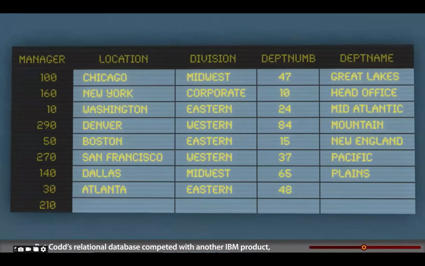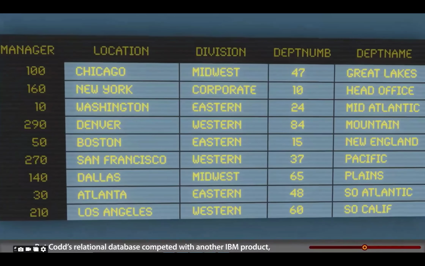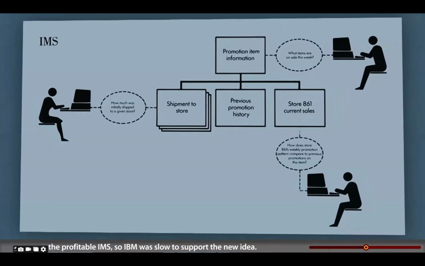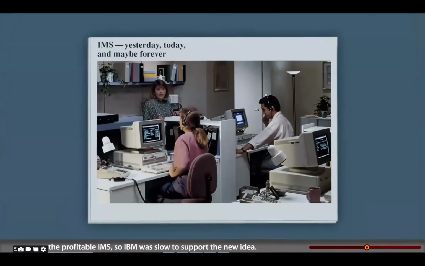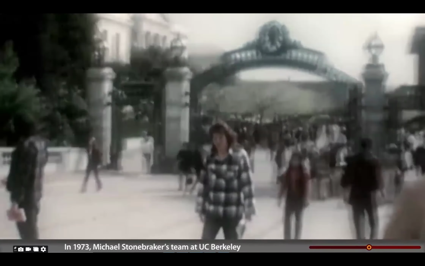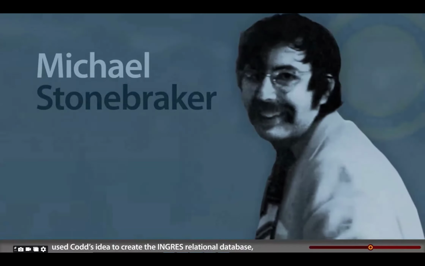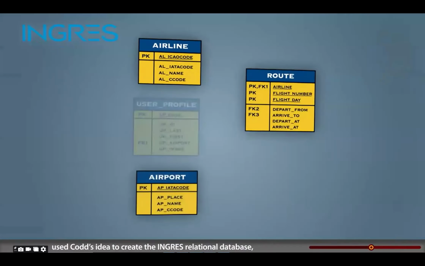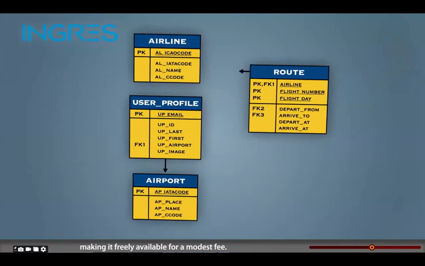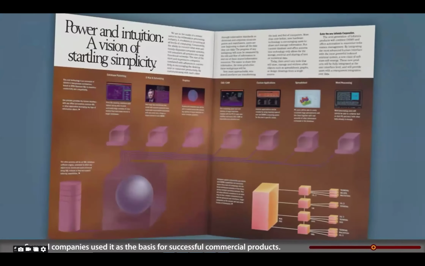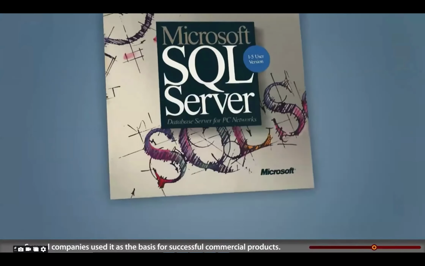But Codd's relational database competed with another IBM product, the profitable IMS. So IBM was slow to support the new idea. In 1973, Michael Stonebraker's team at UC Berkeley used Codd's idea to create the Ingres Relational Database, making it freely available for a modest fee. Several companies used it as the basis for successful commercial products.